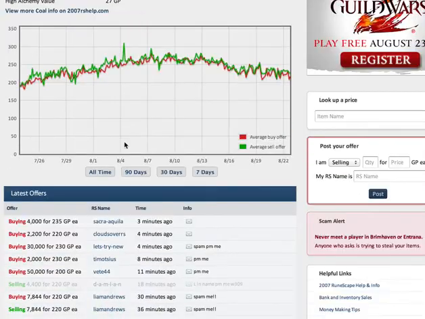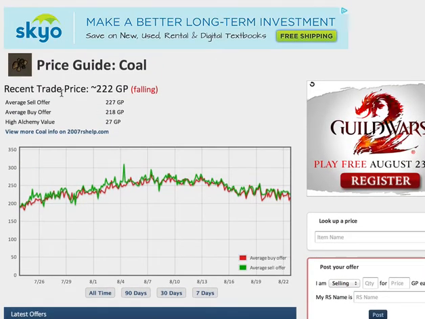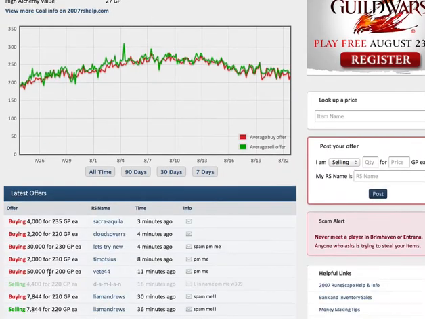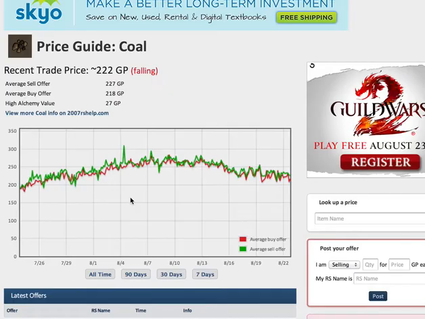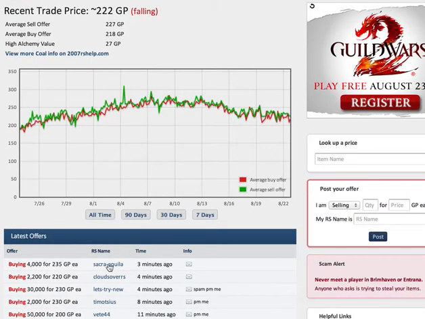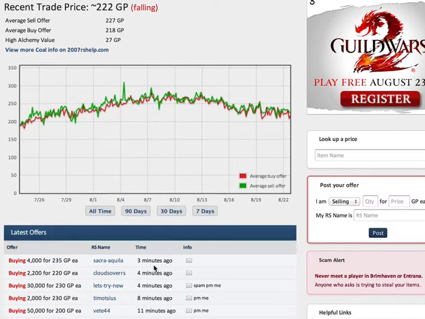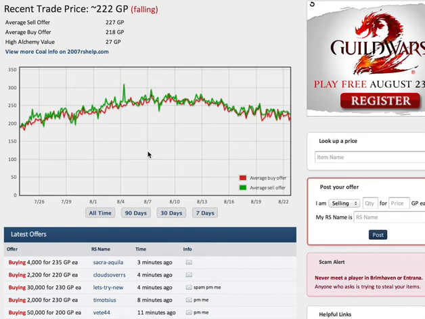235 each, 230, 220, is a lot different from when you're trying to sell coal and someone tells you, oh, it's only worth 220 gold each. That's wrong. There aren't any sellers. How can it be worth 220 gold each when there aren't a lot of sellers? And this is also a great example of how to determine when the price of an item has the potential to really skyrocket.